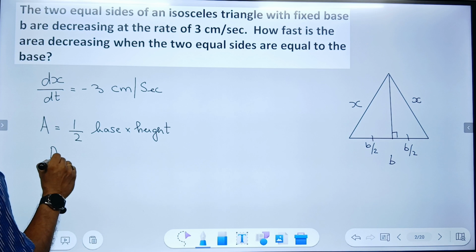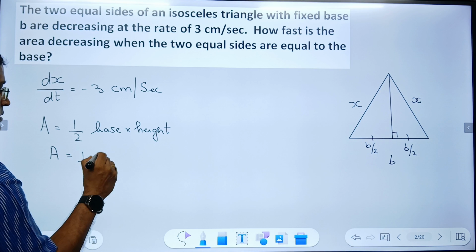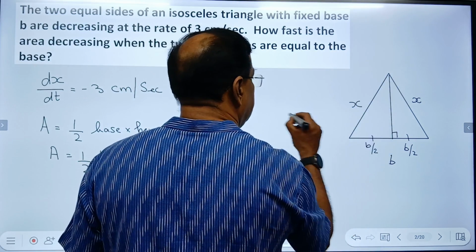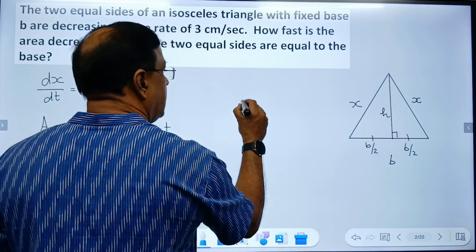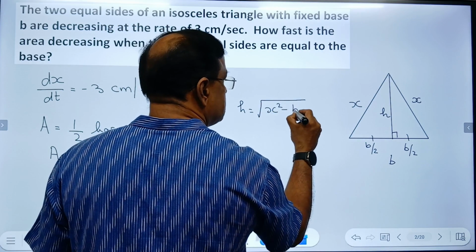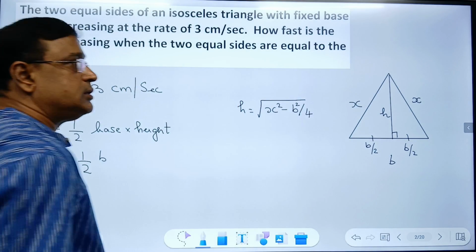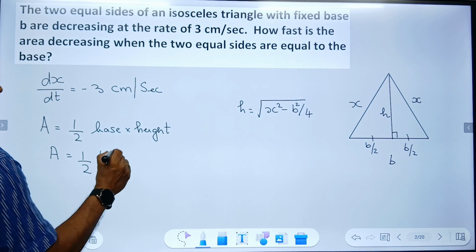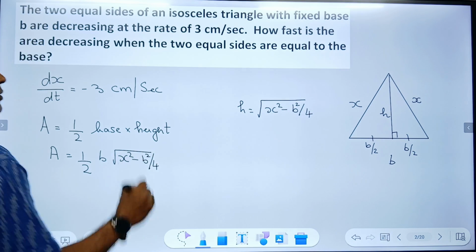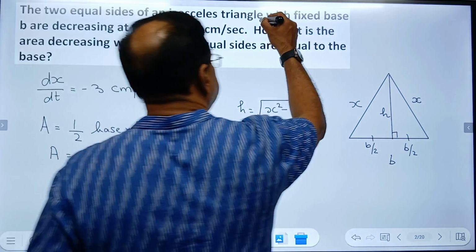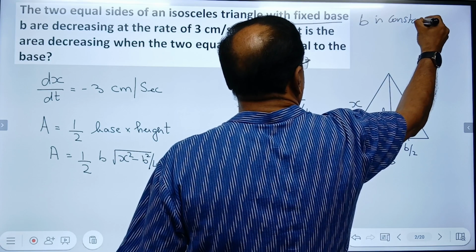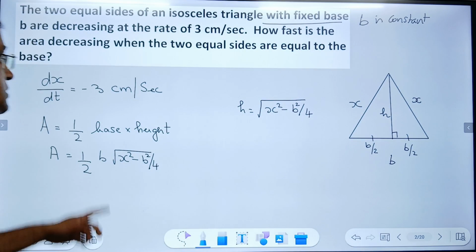So what is the base here? Here the base is b. And what is the height? I call this h. The height is root of x square minus b square by 4. I am using Pythagoras theorem. So it is root of x square minus b square by 4. But he also says a fixed base b. That means b is a constant. So remember, b is a constant, and x is a variable.